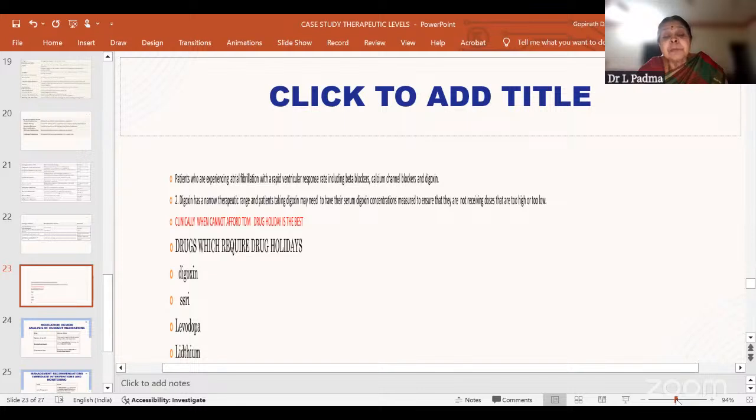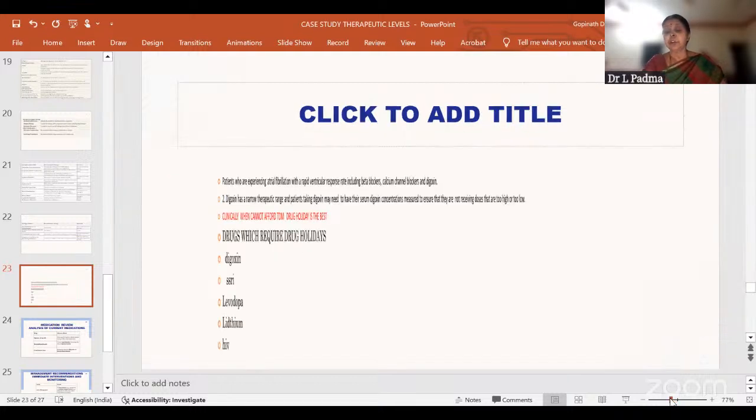Mainly we use, repeatedly, I'm telling you, the drugs of choice: beta blockers, calcium channel blockers, and only then digoxin. Why last digoxin? Because of its narrow therapeutic range. Patients taking digoxin may have their serum digoxin concentration measured to ensure that the dose is not too high or too low, which is a very big issue in monitoring. So better give drug holidays for that, so that the patient can also be happy without much financial burden.